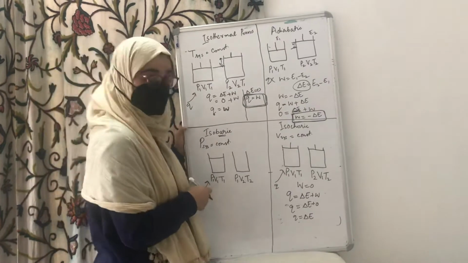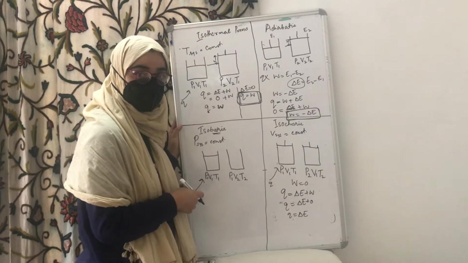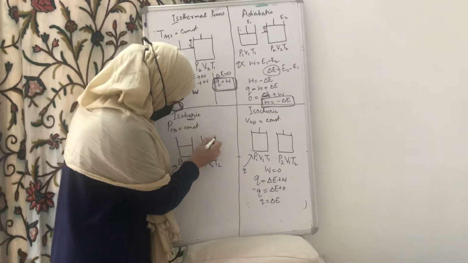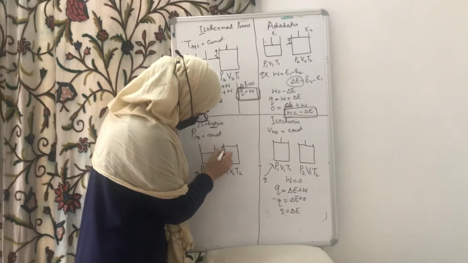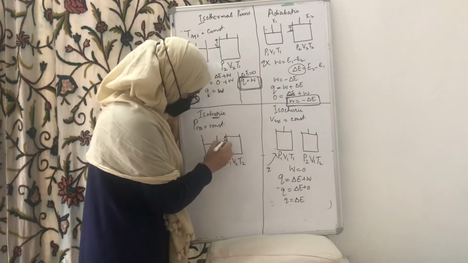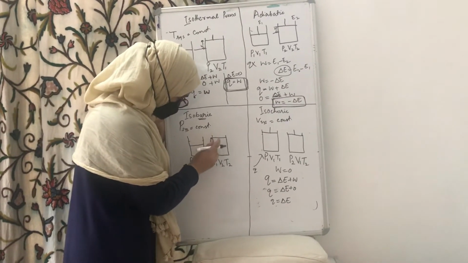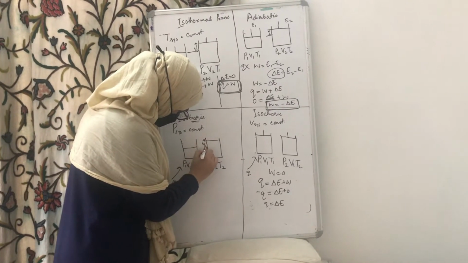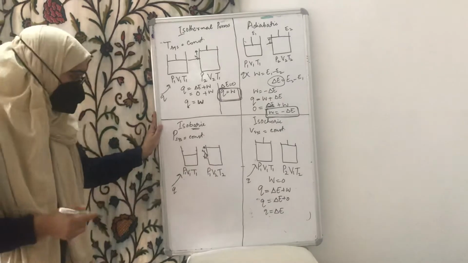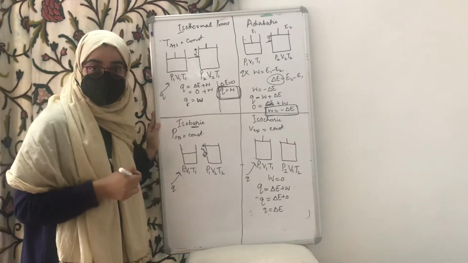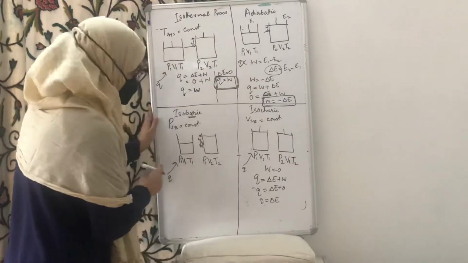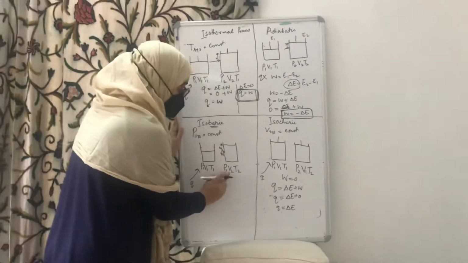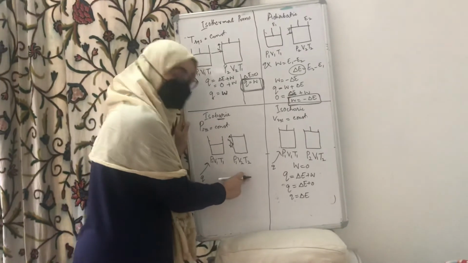Now here, has volume changed? Yes, so it has performed some work. This is W. So some work has been performed by the system. Now see, in going from the initial state to the final state, the pressure has remained constant and the temperature has changed. What does that imply?